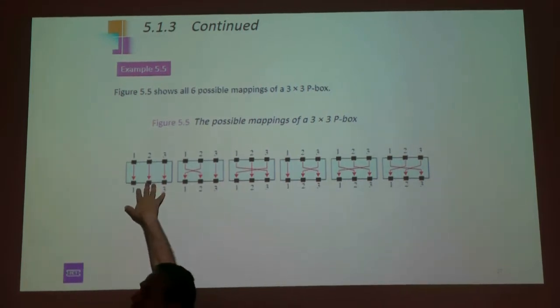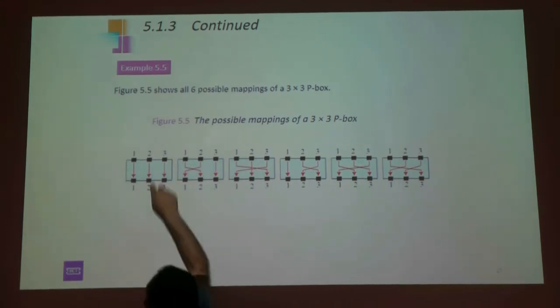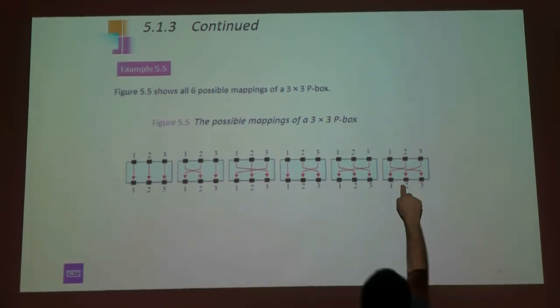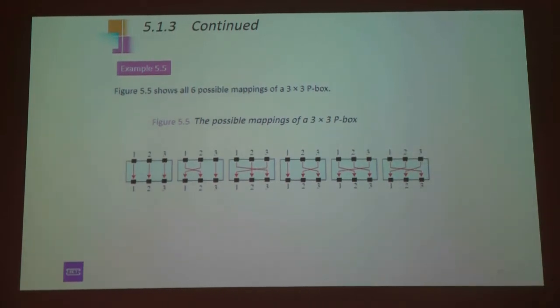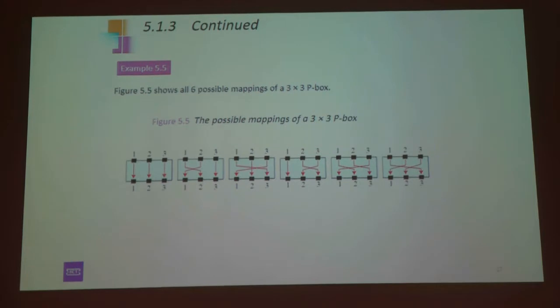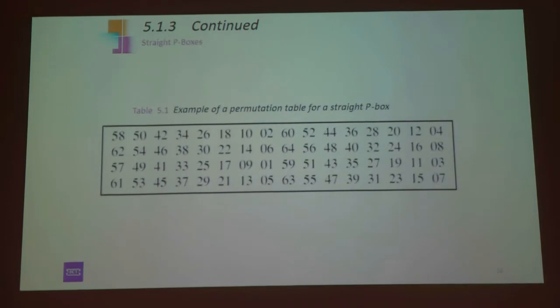So this one, did it change anything? No. 1 goes to 1, 2 to 2, 3 to 3. How about this? 1 to 3, 3 to 2, and 2 to 1. These are all the possibilities. So if I have 3 inputs, what is the number of possibilities? 3 factorial, which is 3 times 2 times 1, which is 6 options, as you can see right there. So this is an example of a permutation table for a straight box.